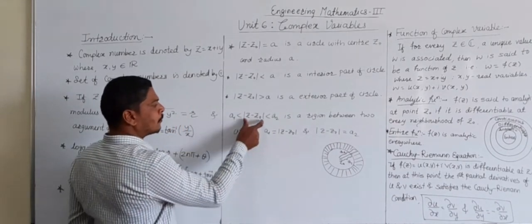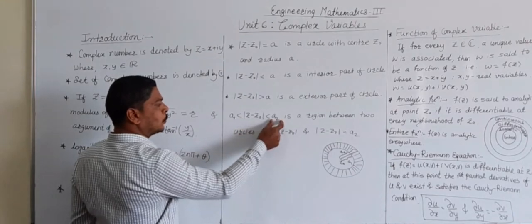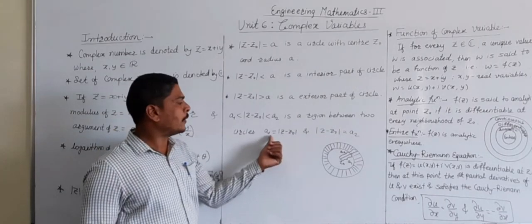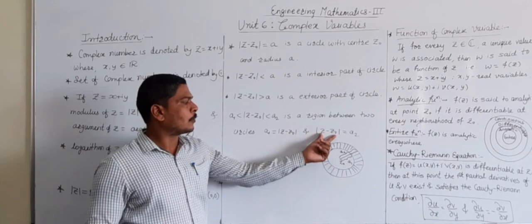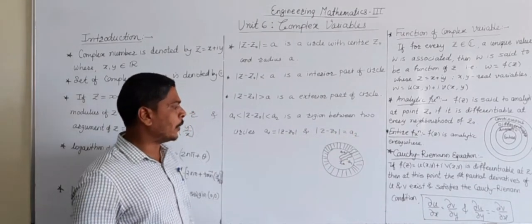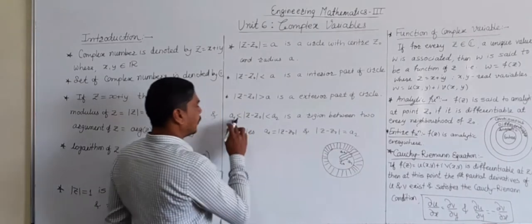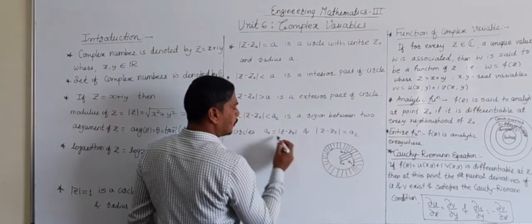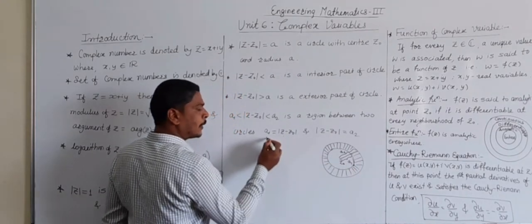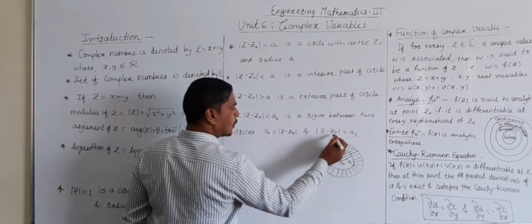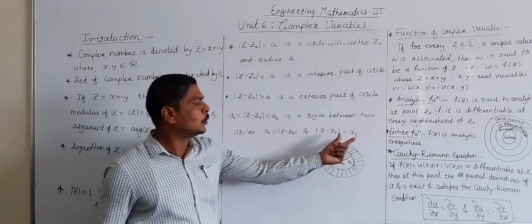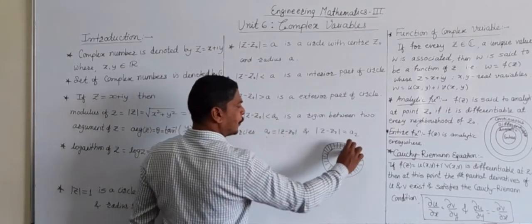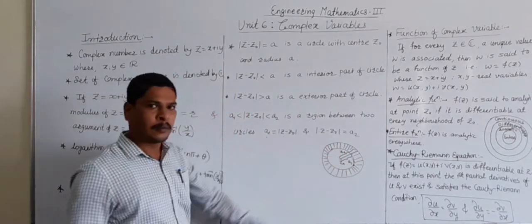Next is a1 is less than mod of z minus z0 is less than a2, a region between two circles: mod of z minus z0 equal to a1 and mod of z minus z0 equal to a2. So this is our circle. Here a1 is less than a2. This is our circle mod of z minus z naught equal to a1, and this outer circle is mod of z minus z naught equal to a2. So this region means the region between these two curves as shown.